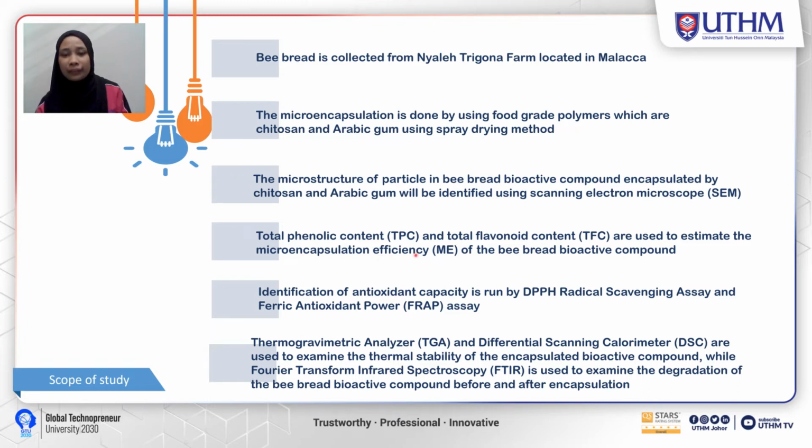Total phenolic content and total flavonoid content are used to estimate the microencapsulation efficiency of the vibrate bioactive compound. Identification of antioxidant capacity is done by the DPPH radical scavenging assay and ferric reducing antioxidant power (FRAP) assay. Next, TGA and DSC are used to examine the thermostability of the encapsulated bioactive compound in the vibrate, while FTIR is used to examine the degradation of the vibrate bioactive compound before and after.